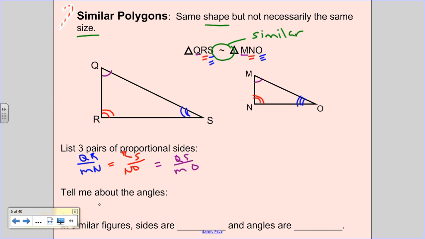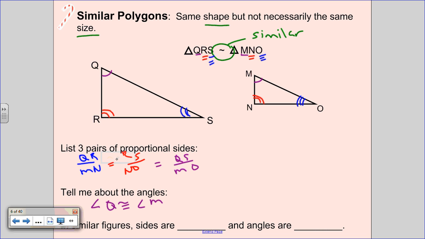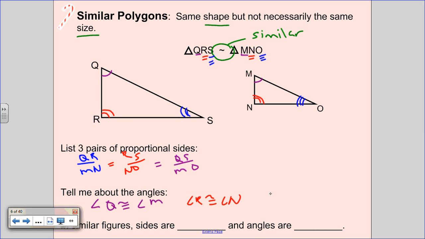And again, I already mentioned that angle Q is congruent to angle M. Angle R is congruent to angle N. And angle S is congruent to angle O. So in similar figures, sides are going to be proportional and angles are going to be congruent.